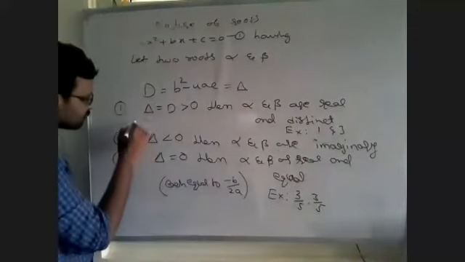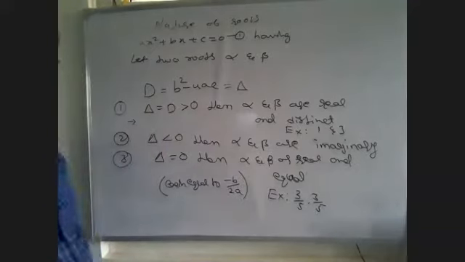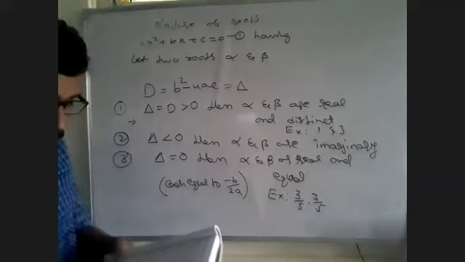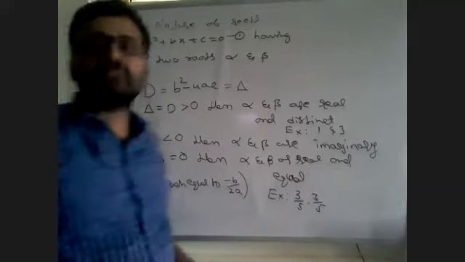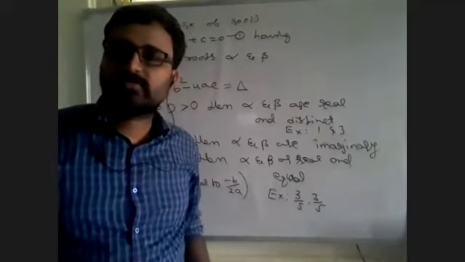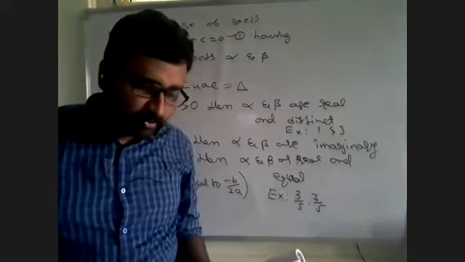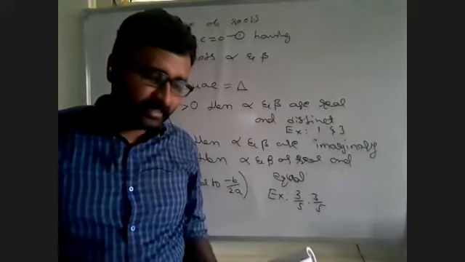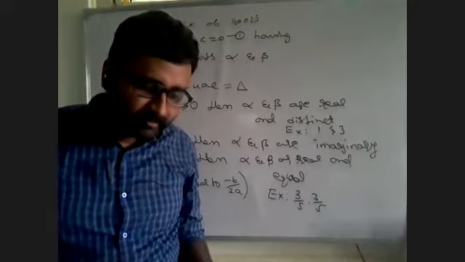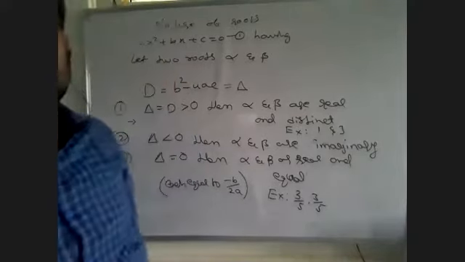And one more case also exists, that is a sub case. If delta greater than 0, in that case only, if you get a perfect square, like 2 square, 3 square, 5 square, 6 square, then the roots are rational and unequal. Otherwise, irrational and unequal.